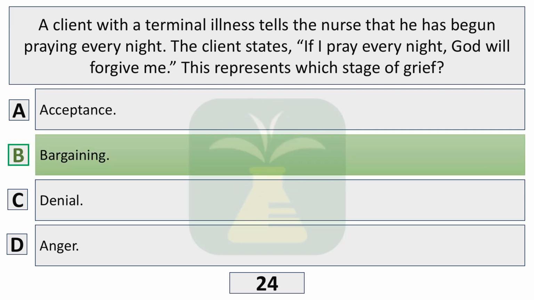Correct answer. B. Bargaining. This patient is bargaining to be forgiven in order to cure his illness. This is a normal stage in the grieving process.